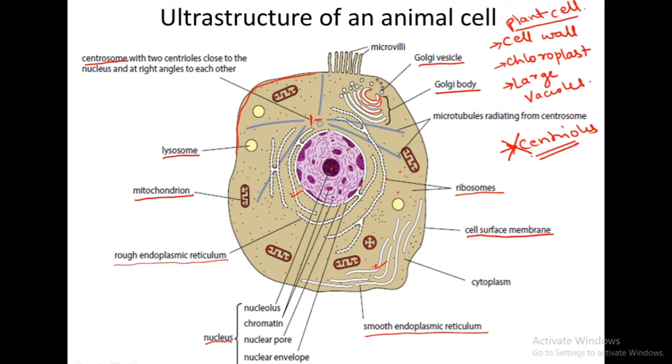Apart from these organelles, plants do have cell wall, chloroplast and large vacuoles. Animal cells also have vacuoles, but these vacuoles are not as large as compared to plant cells. And we will be talking about why plants possess large vacuoles. We will talk about this later on. It has a very great significance in plant cells.